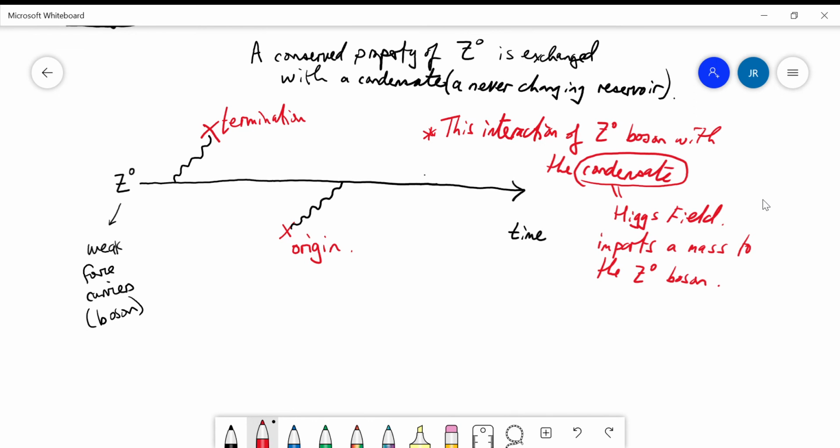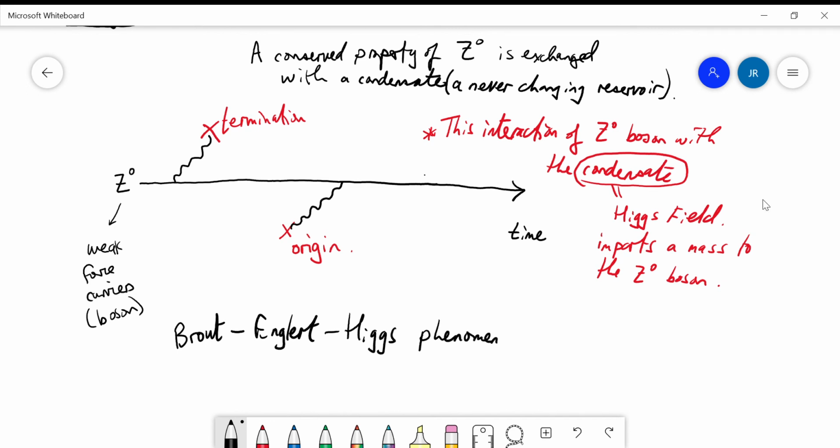I'll get back to my black pen. So this is known as the Brout-Englert-Higgs phenomenon. And that's far too many words for most people to remember. So they call it the Higgs, and that's what most people will know it as, the Higgs phenomenon. But these are the three scientists that are attributed to theorizing this explanation of where the mass of these particles comes from.